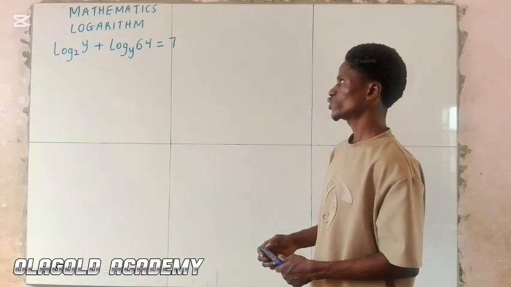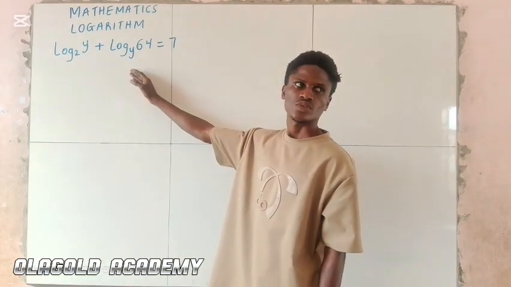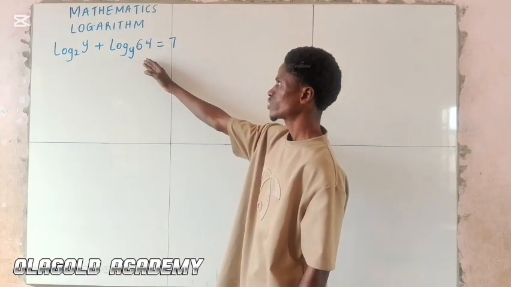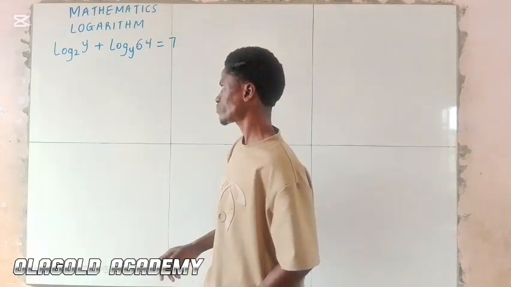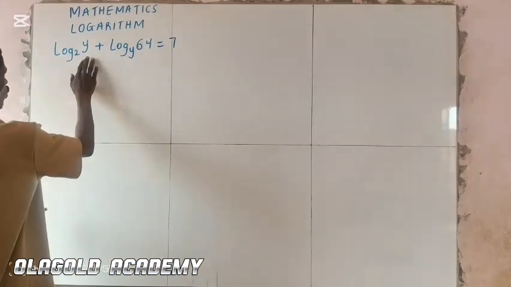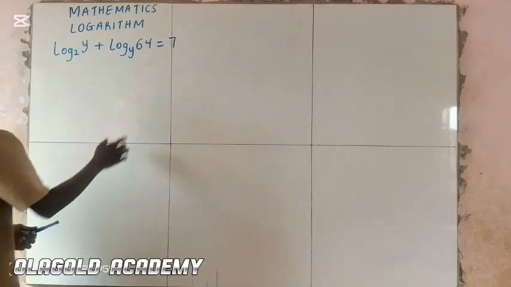For today, we are considering this question here. I'm solving this question under a topic which is logarithm in mathematics. So we have log 2 of y plus log y of 4 equals 7.